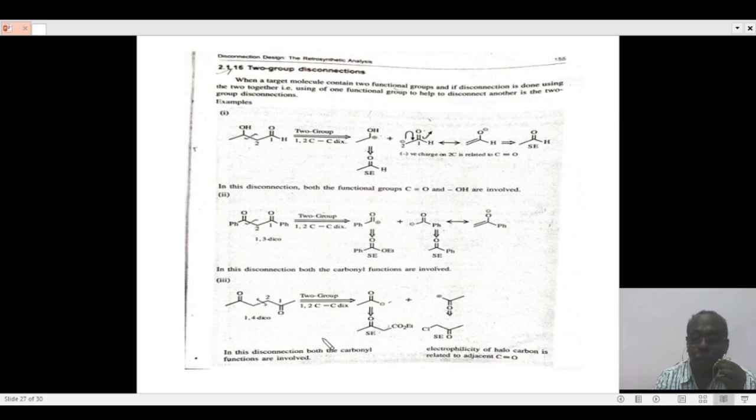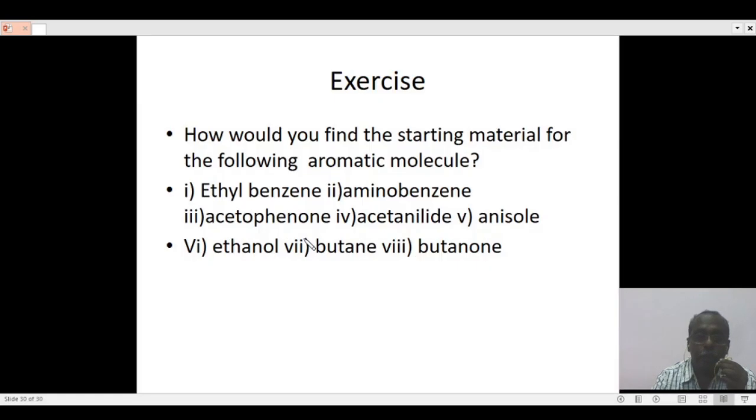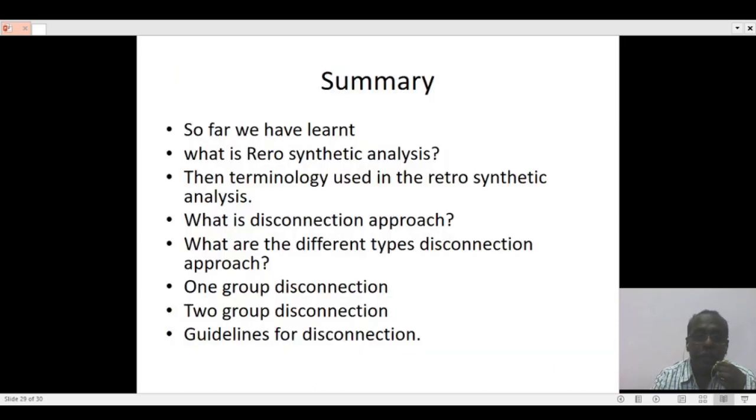You can get the two fragments. Here the first carbon has a carbonyl group and the fifth carbon also has a carbonyl group, 1,5 difunctionalized. Here we are breaking the third carbon. It is an example of 1,3 disconnection. In that way we can learn a lot of disconnections.